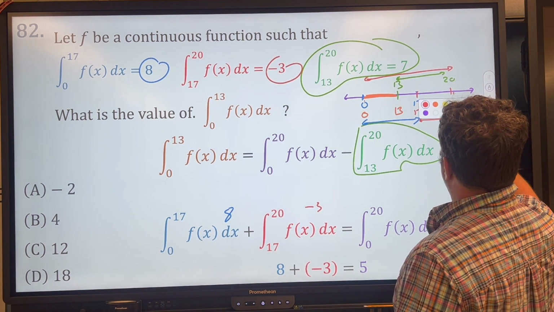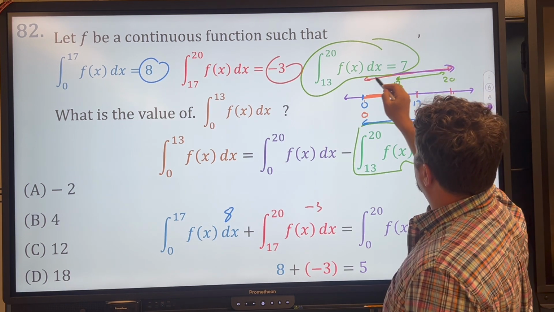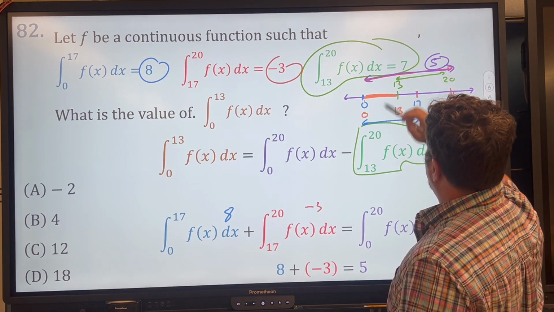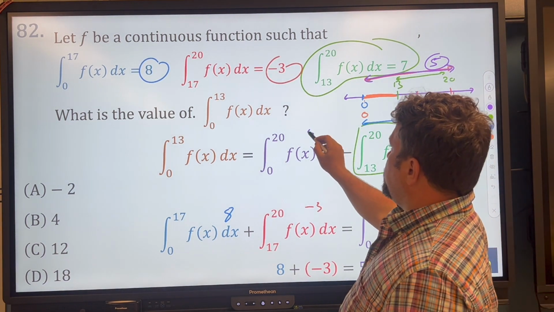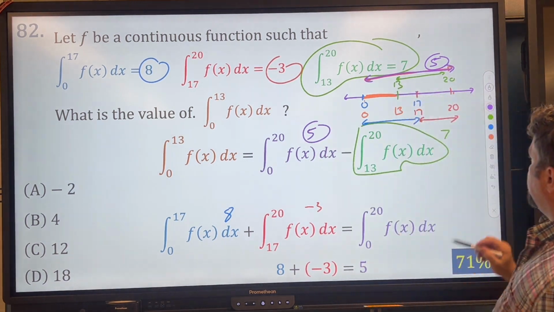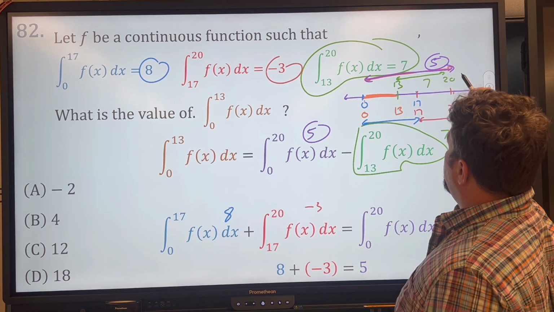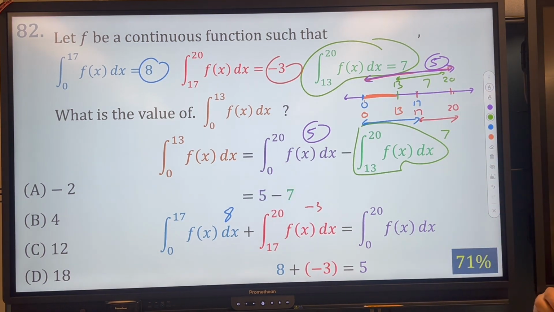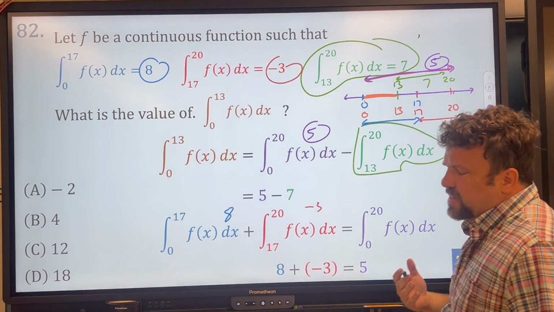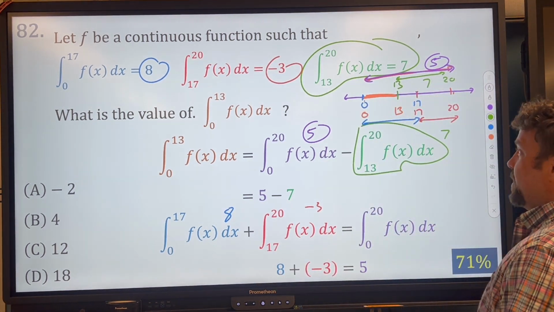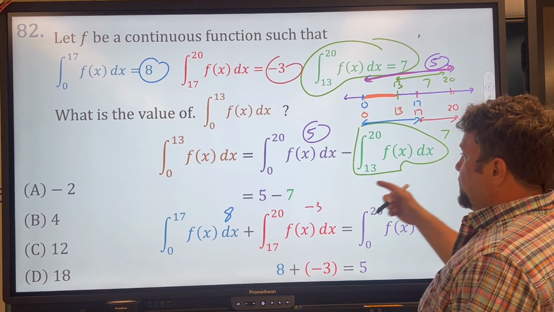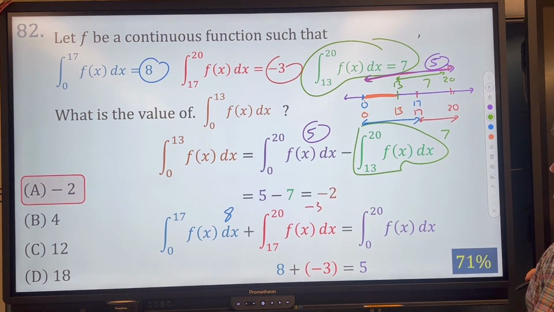So that tells us this whole distance is 5. And now we also know this distance is 7. And it's really technically not distance, it's area under a curve, but thinking of it as distance may make it a little easier. 5 minus 7 is -2, which is our answer.